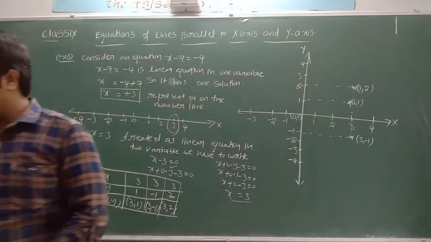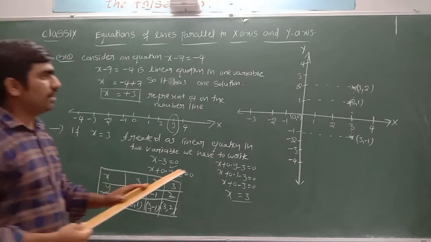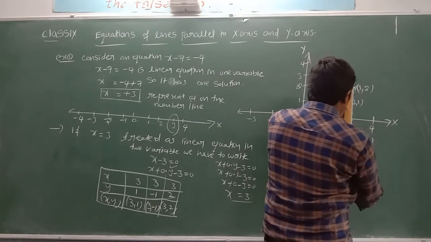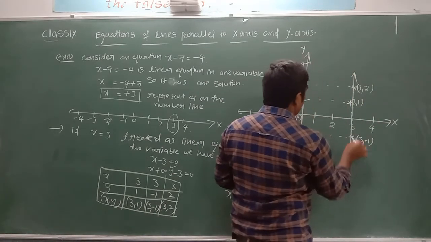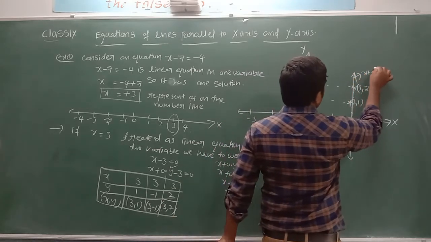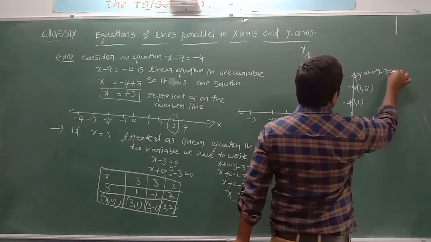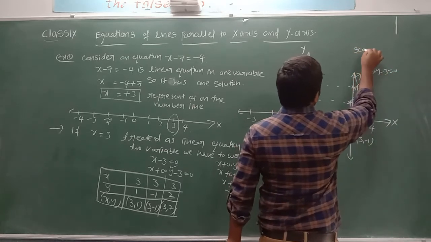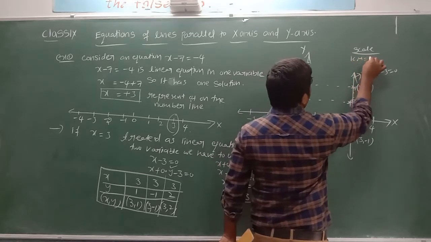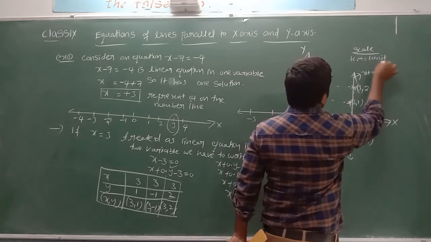Now let us join all these points by using a ruler. Yes, it is a straight line. What is its line equation? x plus 0 into y minus 3 is equal to 0. See, whatever scale we are taking, 1 centimeter is equal to 1 unit only.